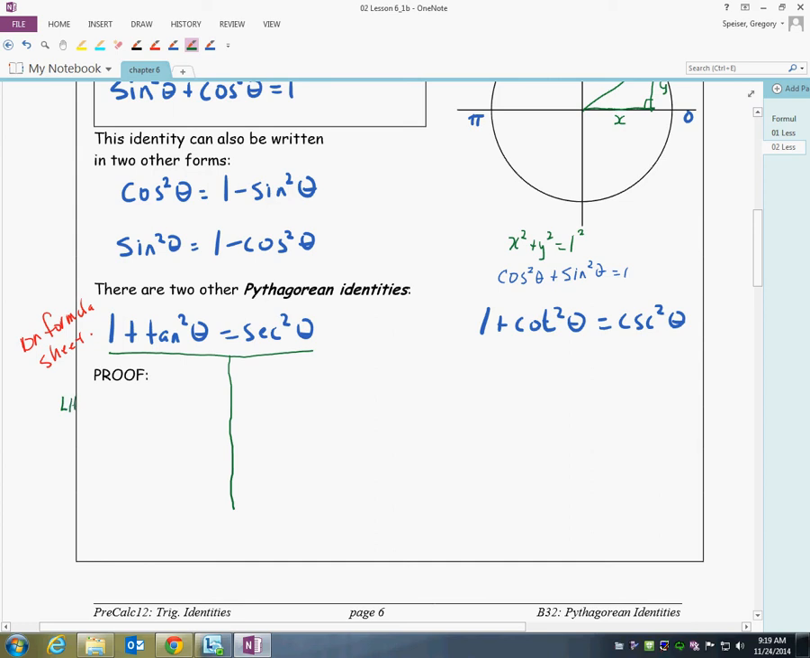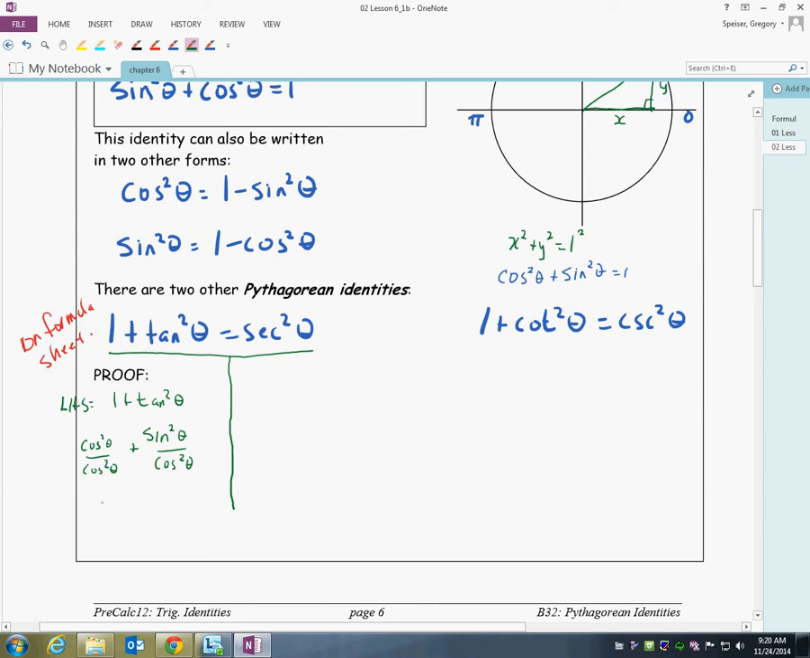I'm going to say the left-hand side is equal to 1 plus tan squared theta. And I'm going to work with that until hopefully I can make it look like something on the right-hand side. So tan squared theta is the same thing as sine squared theta over cos squared theta. And I'm thinking about my 1 here. If I want to be able to add these together, I need to have a common denominator. So I'm going to rewrite 1 as cos squared theta over cos squared theta. Now I can add these two things with a common denominator.